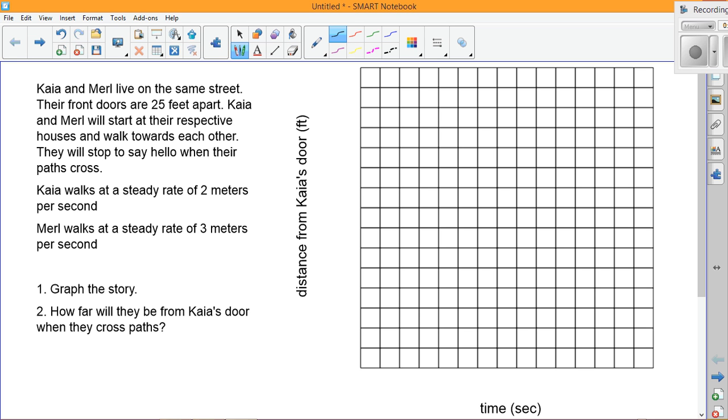the paths cross. And since it's talking about the distance from Kaya's door, that's what we're going to graph on the y-axis, the distance from her door. And on the x-axis, we will graph the time in seconds. Need to choose appropriate units. I know I need 25 feet because the distance from Kaya's door will be at most 25 feet. And in this case, I can go by twos.